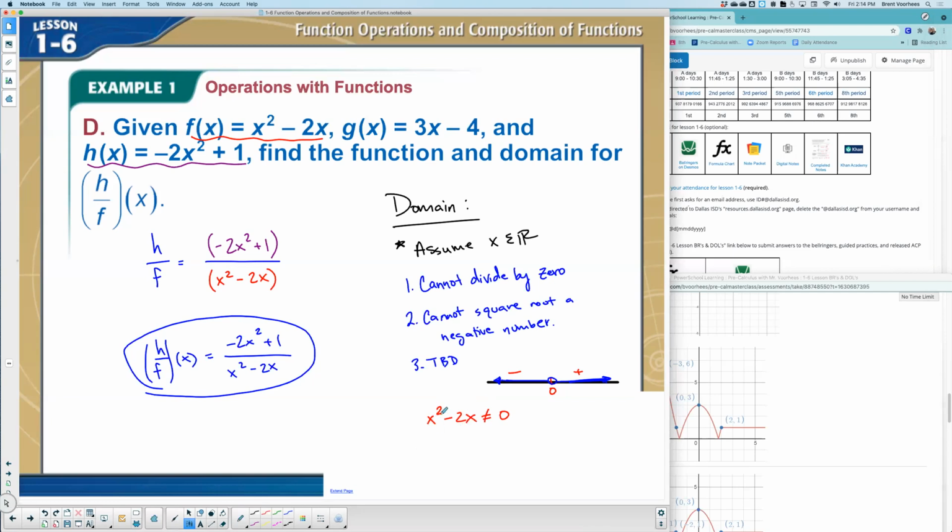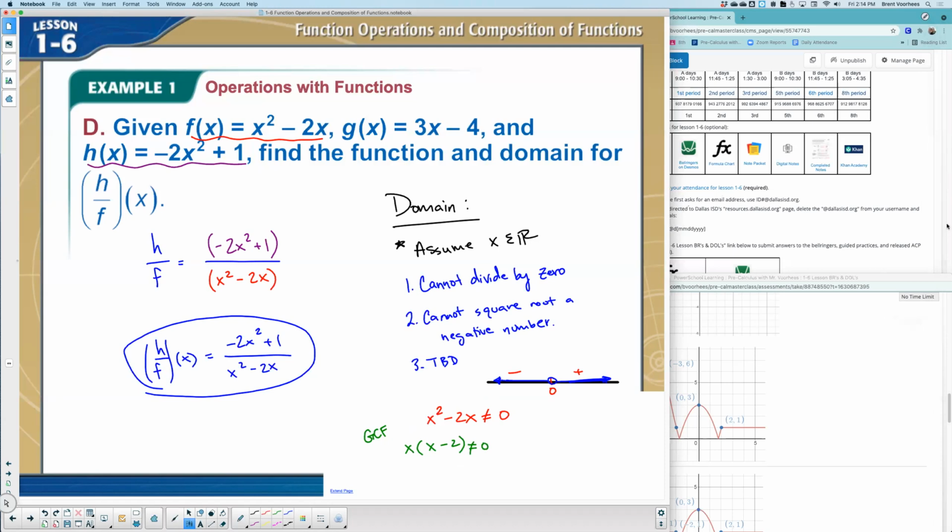What do you do when there's something in common? What's shared here? X. We can do what's called the GCF, greatest common factor. If I pull out the shared x, if I pull out 1 power of x, I'm left with x minus 2.